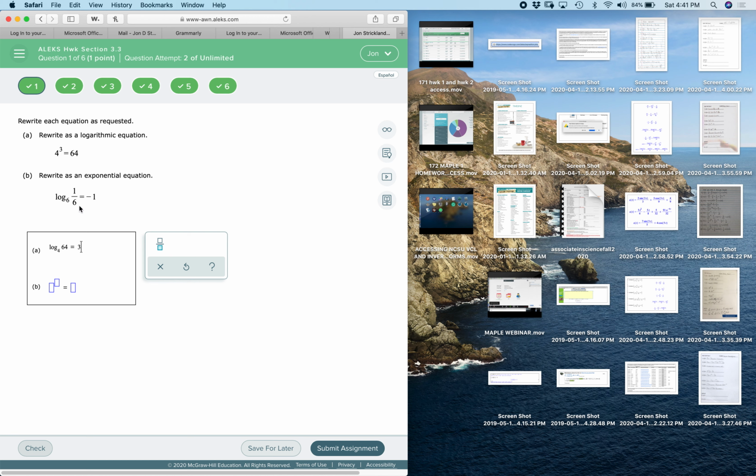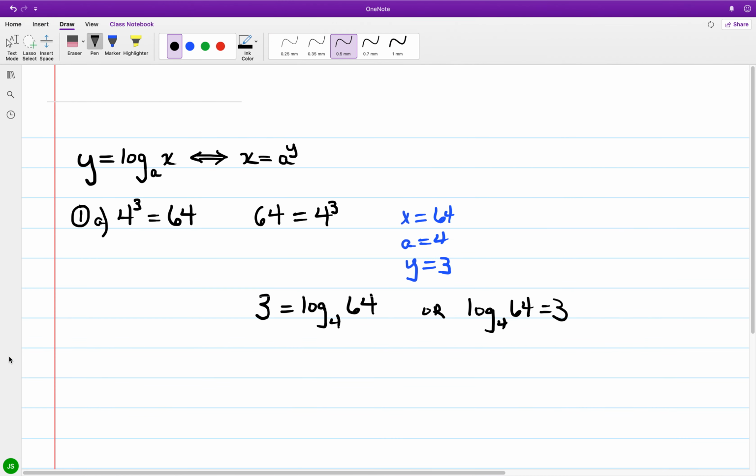Now, rewriting as an exponential equation, we have the base 6 logarithm of 1/6 is equal to -1. In this particular setting, y is represented by -1. For the base a logarithm, a is equal to 6. And for x, we have 1/6, which is in reference to x itself.